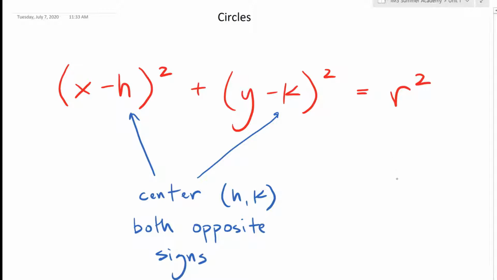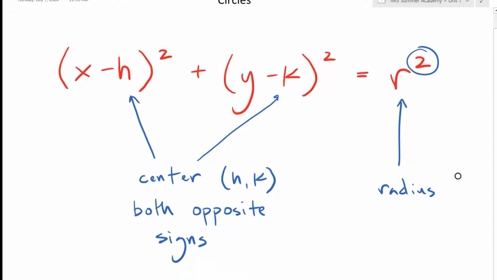The other piece we need to talk about is over here. In regards to a circle, r stands for radius. One thing I want you to notice up here is this is the radius squared. So in order to get the regular radius, we need to take that number that they give us and square root it. Whatever that number is, we're going to square root it.